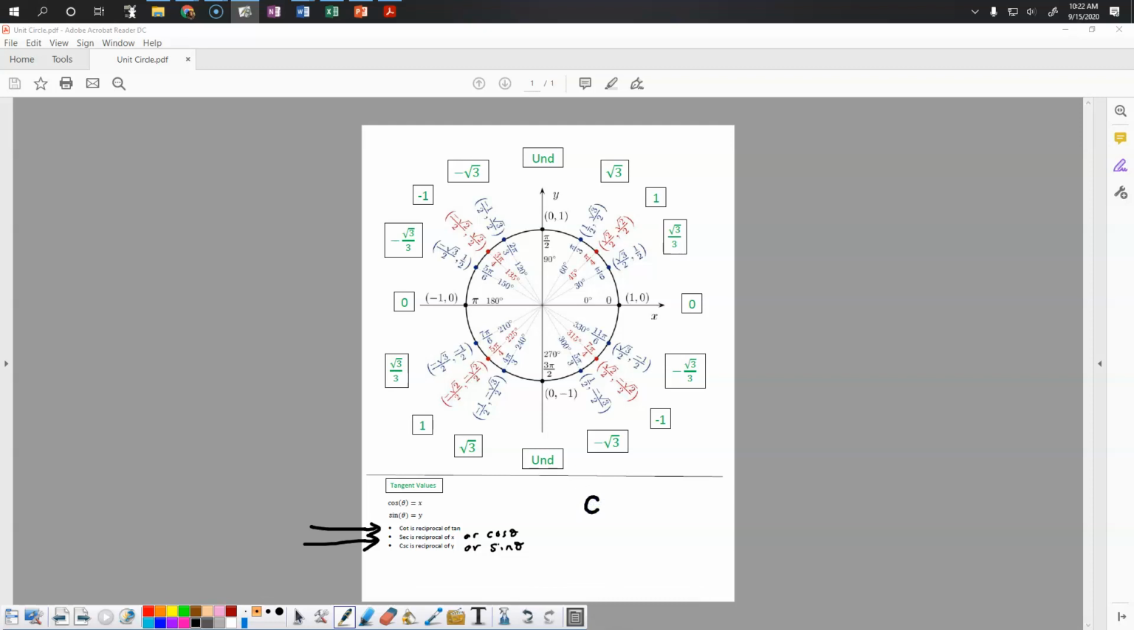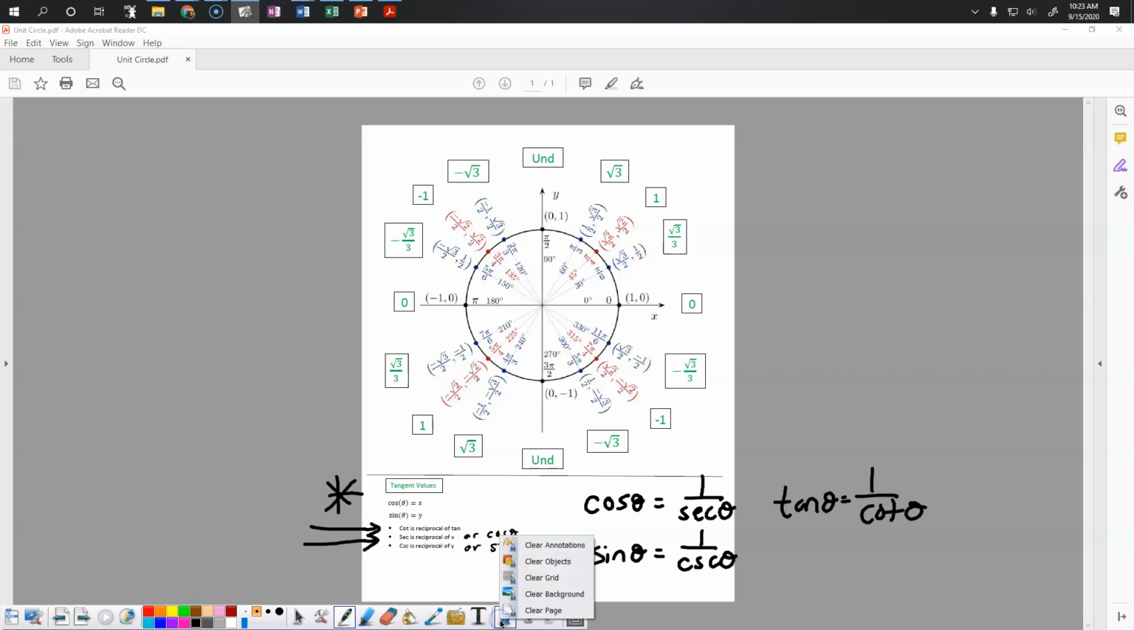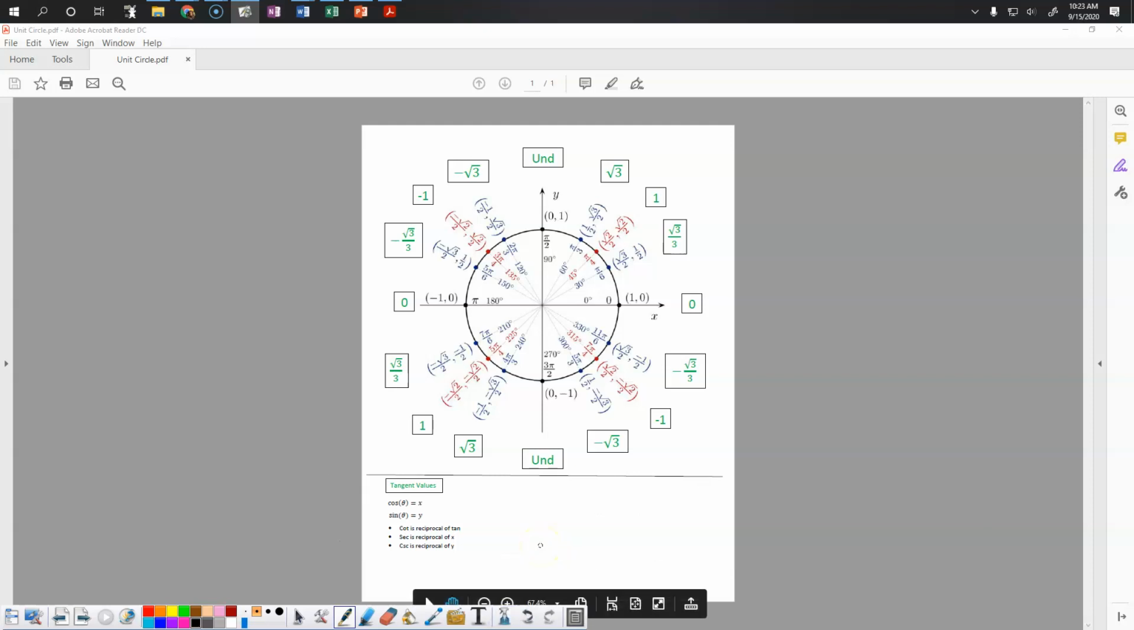Since secant is the reciprocal of cosine, that means that cosine is the reciprocal of secant, and sine is the reciprocal of cosecant. And another one you might want to add on to this page is the fact that tangent is the reciprocal of cotangent. Those are some good notes that you might want to add to the bottom of this page. It could come in handy for solving the problems that we're going to be doing today. All right, so that's the unit circle, and that's what all that good stuff means.